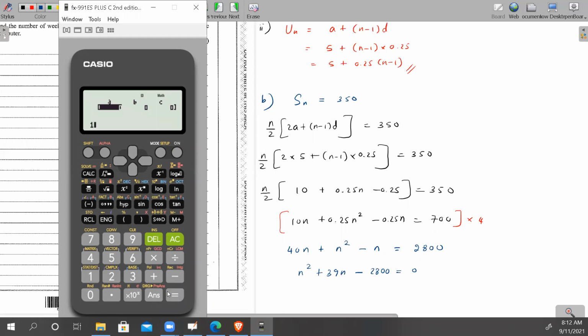So A is 1, B is 39, C is minus 2800, and I end up getting these decimal figures, right? So we get x is, so we end up with x is 36.89.